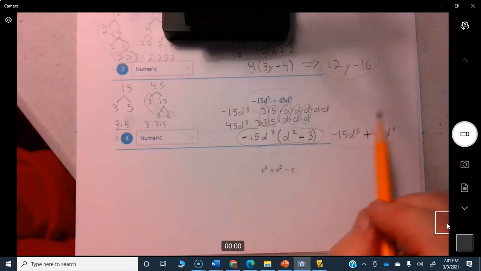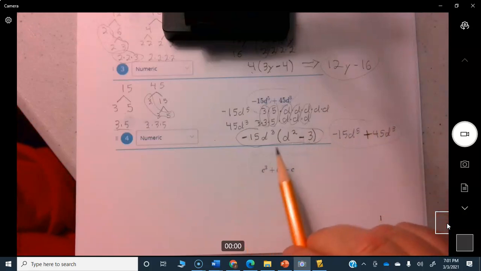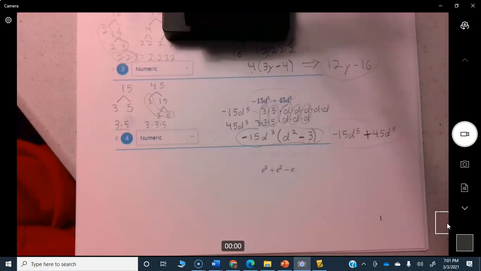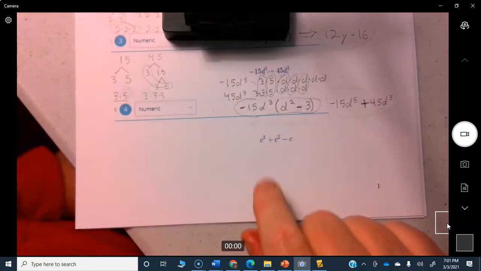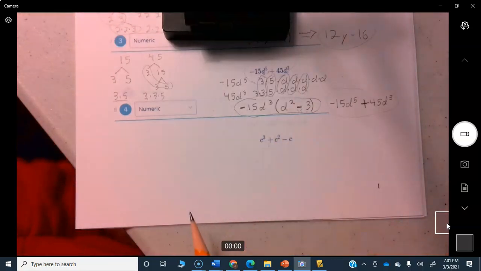It's one of the reasons why you want to do this redistribution, especially with negative signs, to be sure you've got your negative signs straightened out, okay? All right, so that is the factored form of this. That's the answer to this. Okay, let's keep going. This one just has c's in it.